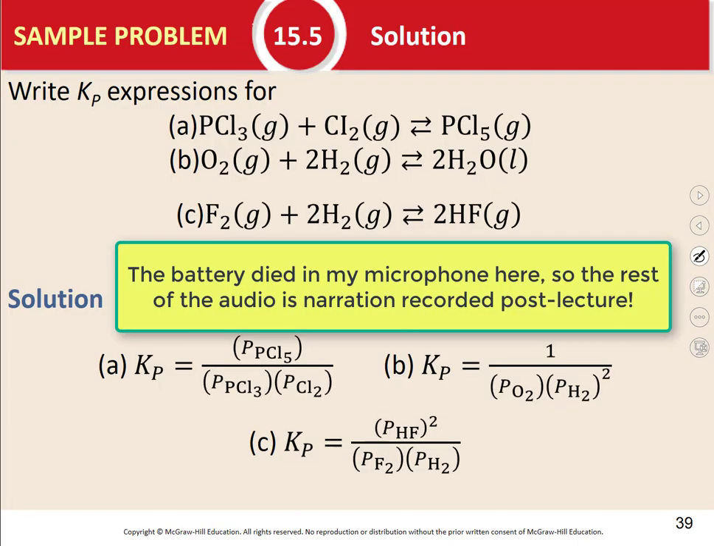So here, in order to write the rate expression in terms of Kp, we write it the exact same way that we did in Kc. But instead of putting things in brackets, meaning concentration of, we're going to put them in parentheses and put them as the subscript of P, meaning that is the partial pressure of each of the species in the reaction. But we're going to do the same thing that we did before. If there's a coefficient in the equation, it becomes the power of that reactant or product.